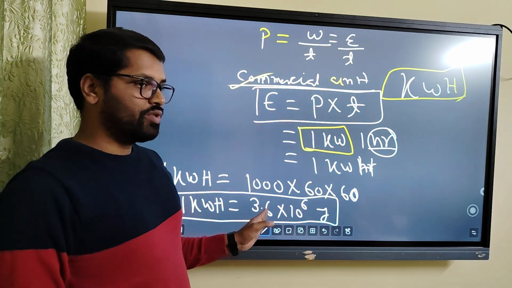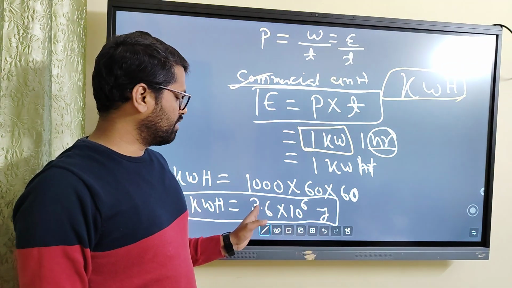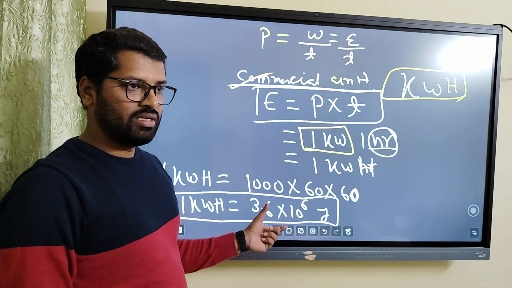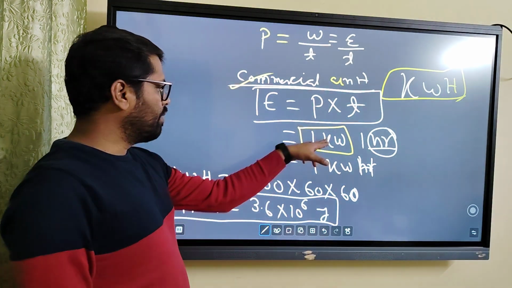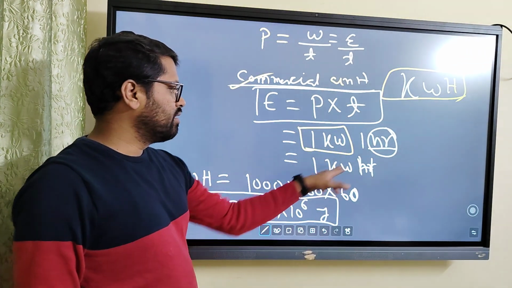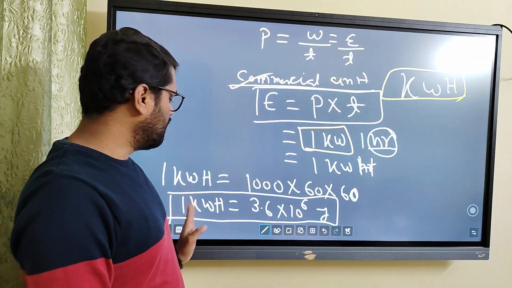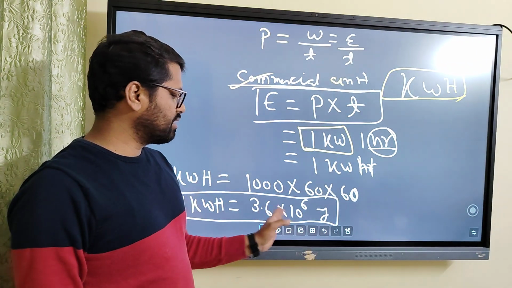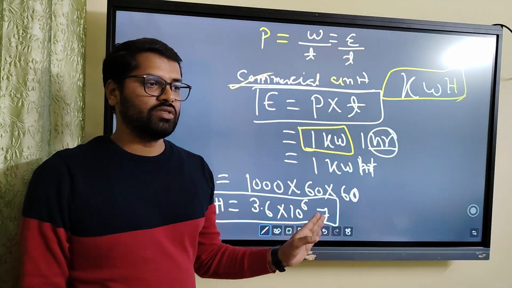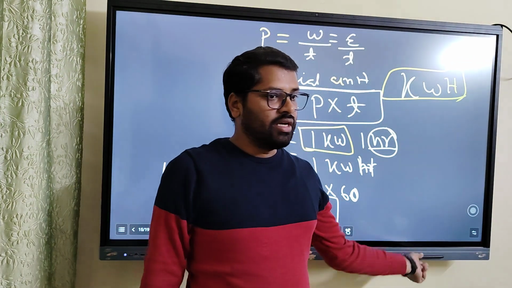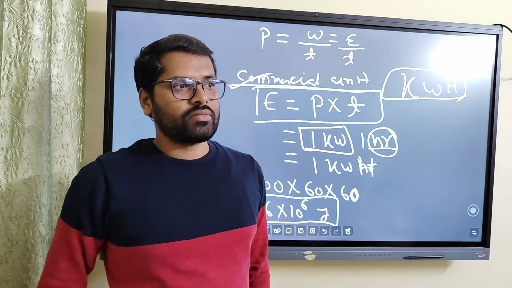1 kilowatt hour equals 3.6 into 10 power 6 joule. We have derived it. What have we done? Kilowatt we converted into watt, and hour we converted into seconds. So 1 kilowatt hour equals 3.6 into 10 power 6 joule. That's all. The electricity theory part is over.